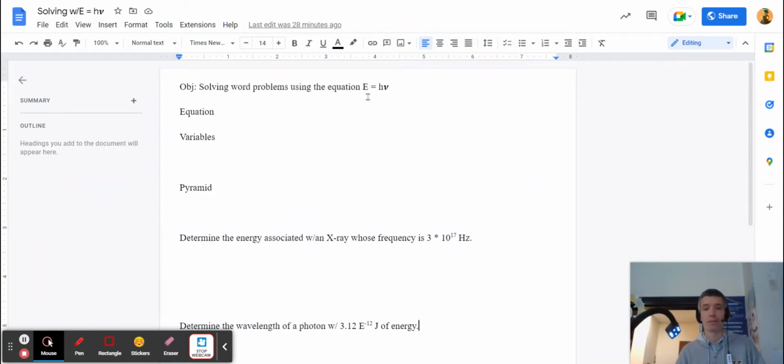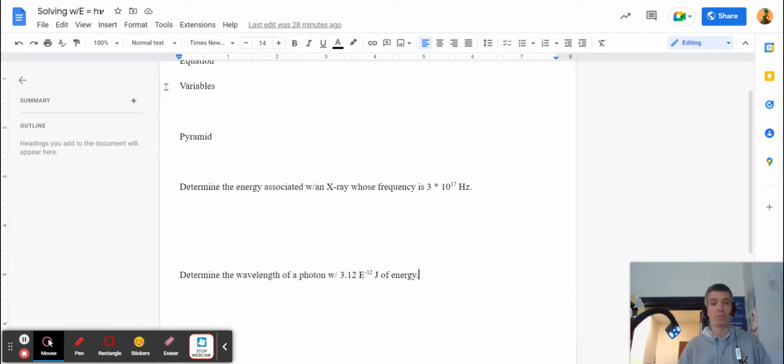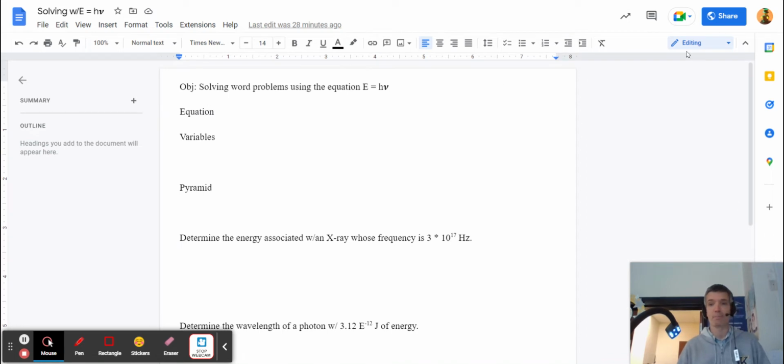So our objective here is this: we're going to solve word problems using the equation energy equals Planck's constant times nu. Here are our notes, and there are going to be two sample problems. So let's get down to it.